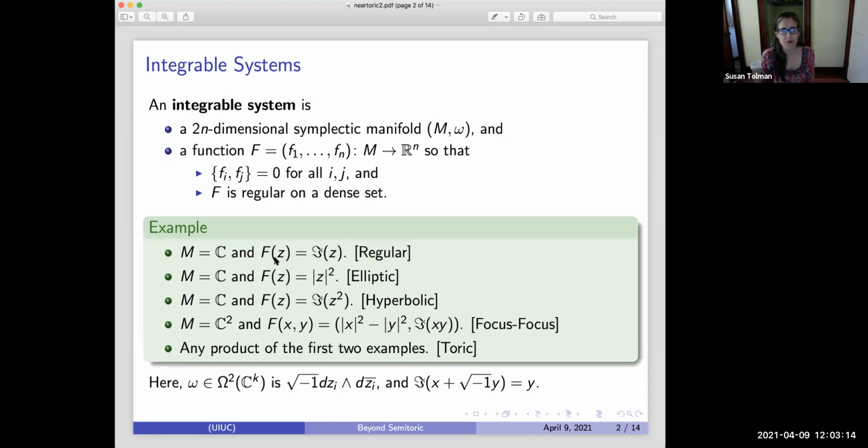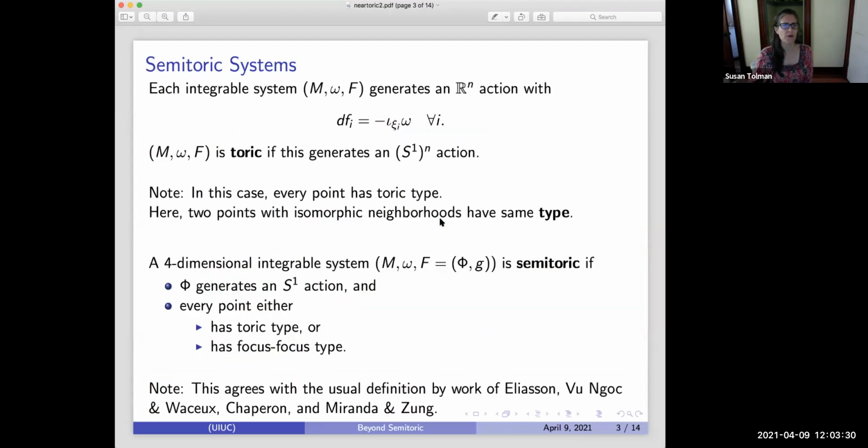If you are familiar with the notion of non-degenerate integrable systems, these are all important examples of non-degenerate integrable systems. I'm not sure if everyone's familiar with that terminology, so I won't use it unless I need to.